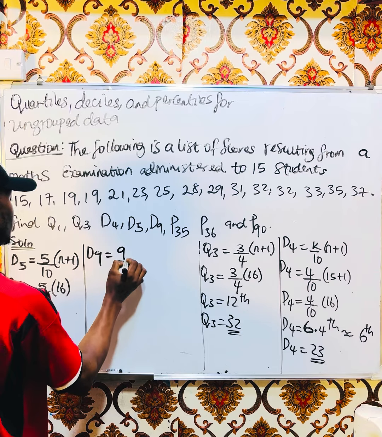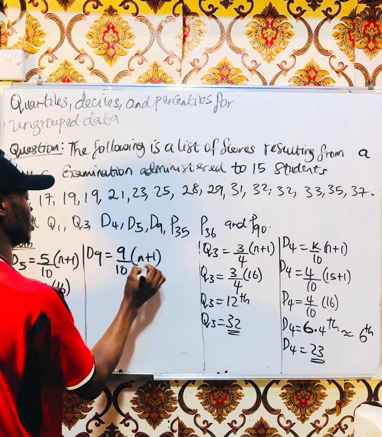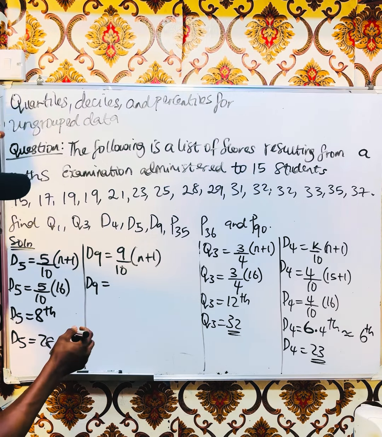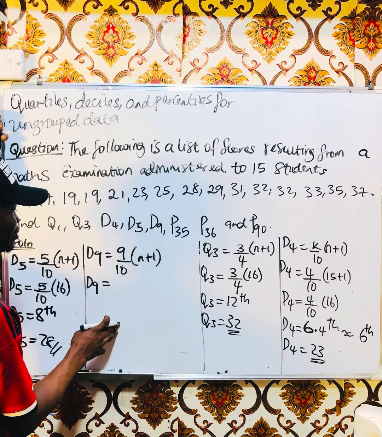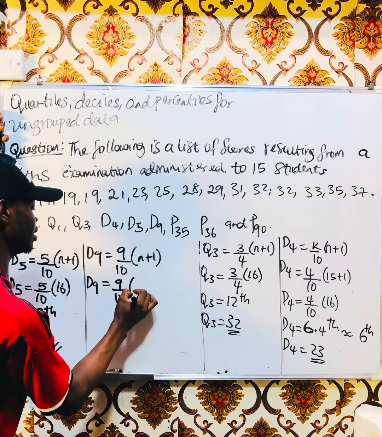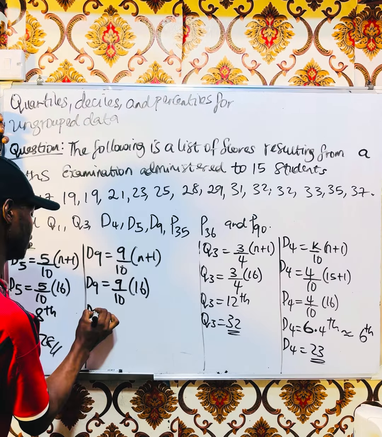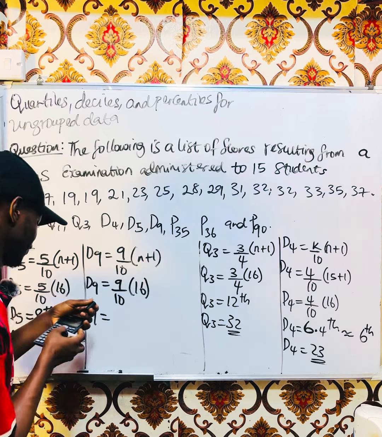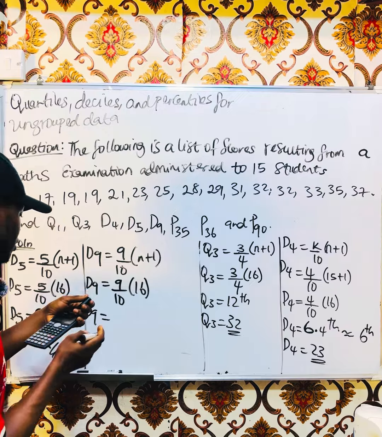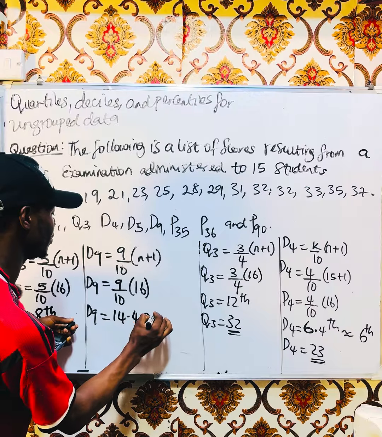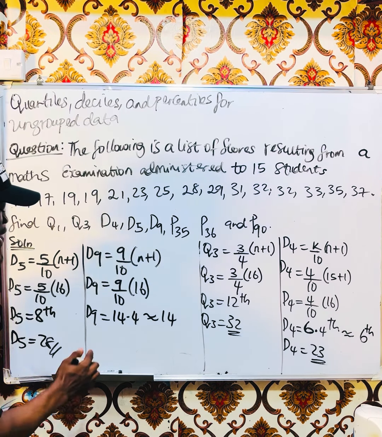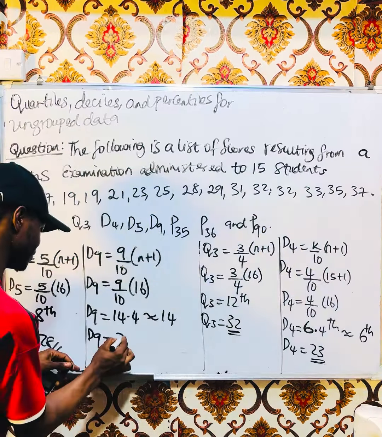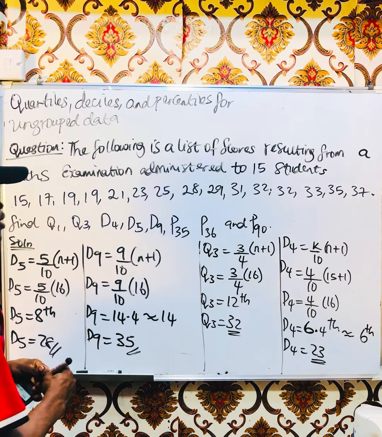D9 is what? 9 all over 10 times n plus 1, right? So D9 will be 9 over 10 times 16, right? D9 is what? 9 times 16 gives us 144 divided by 10, gives us 14.4, approximately 14. So D9 is in the 14th position, which is 35. If you count it, 35, right? Good.